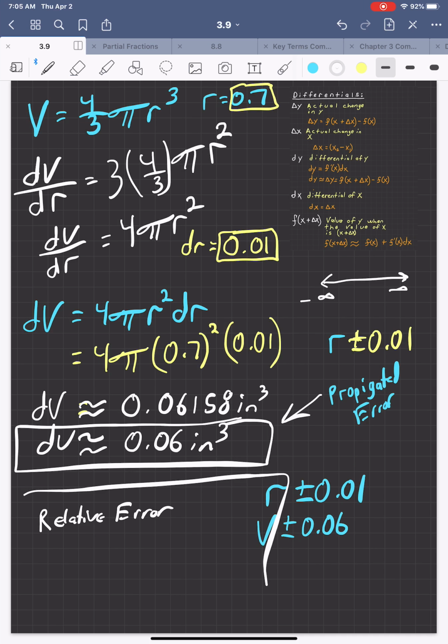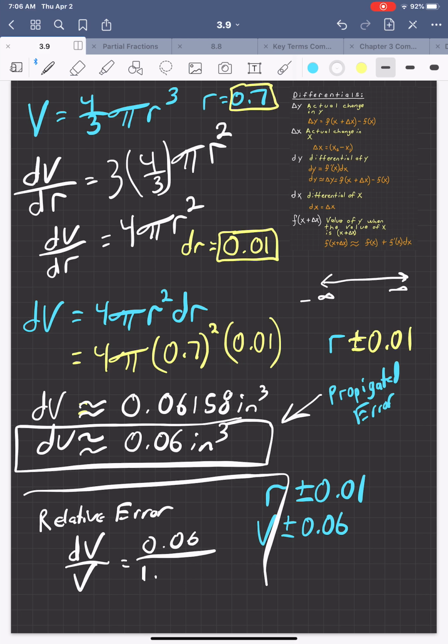So the relative error is just going to be the propagated error divided by the volume. In this case, it would be dv divided by v. If I would not have rounded, then given in terms of pi, I would write dv over the actual volume formula. But since I decided to round while computing my error, I'm just going to finish it. So dv, we saw, was 0.06.